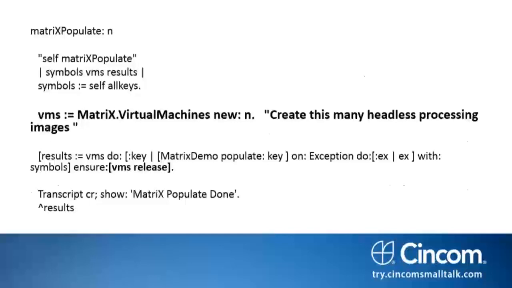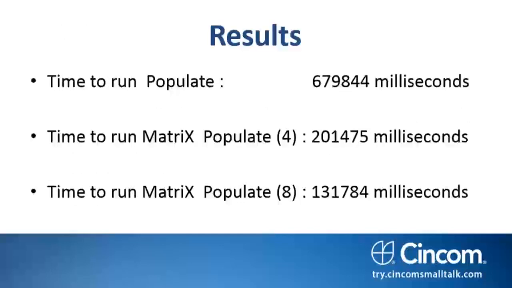Well, let's look at the time results. So the time to run it as a linear solution took 679 seconds. If I ran MatriX with 4 virtual machines, it dropped that time down to 201 seconds, which is over 3 times faster. And if I ran 8 virtual machines, it took 131 seconds, which is over 5 times faster. And this is what we really like about it. With such minimal coding changes, you get some pretty impressive boosts in performance.